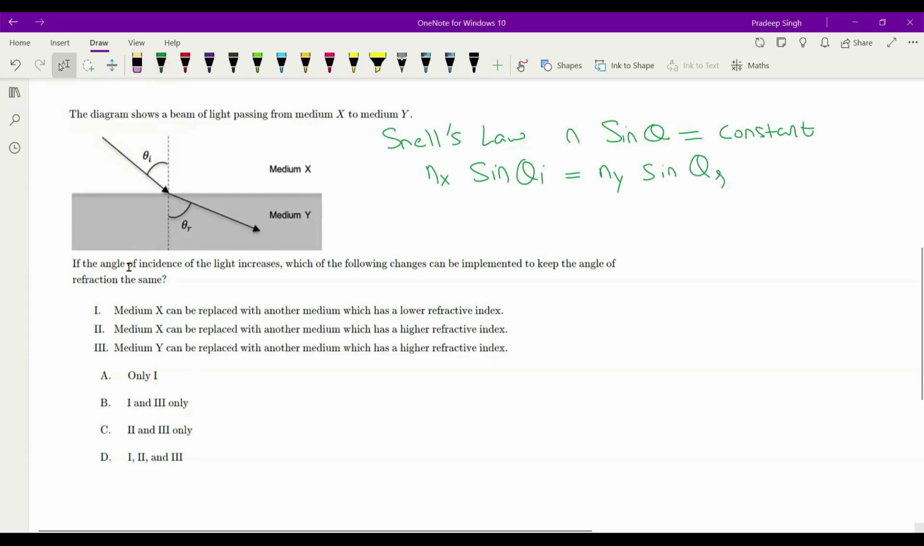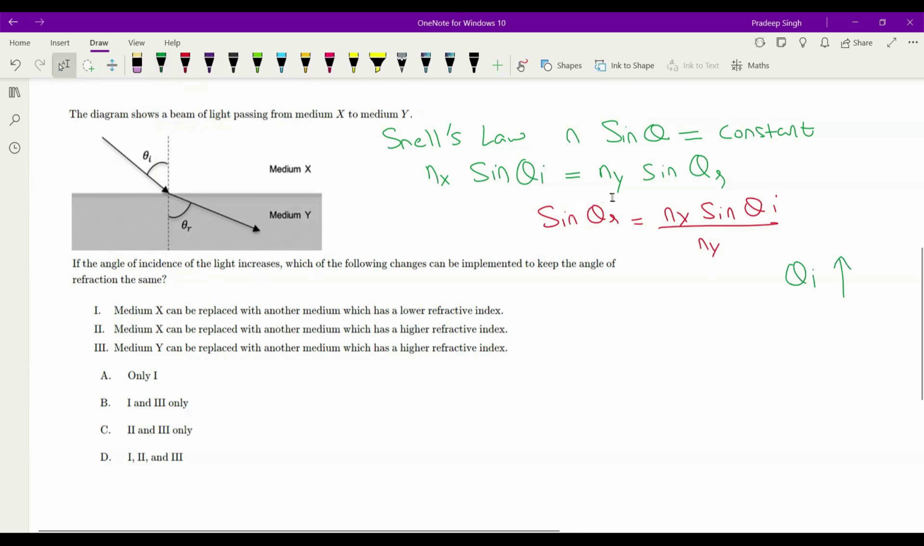Now in the question, it's given that the angle of incidence of light increases, which means theta I is increasing. Which of the following changes can be implemented to keep the angle of refraction the same? Angle of refraction is theta r. So first of all, let us make sine theta r the subject to figure out on what parameters theta r depends. If you make sine theta r the subject, we will write nx sine theta I divided by ny.